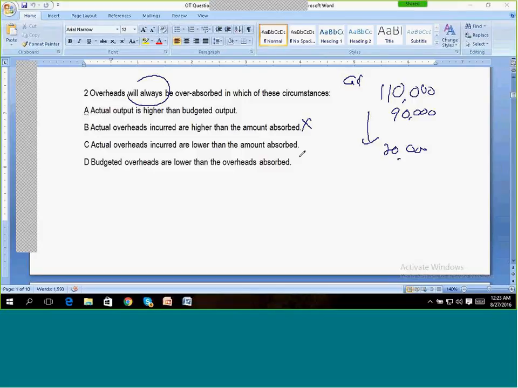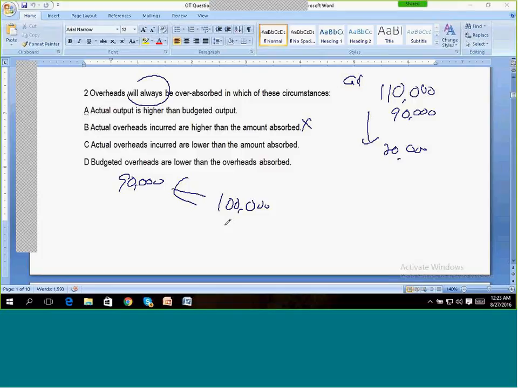Wrong, that one. Look at the C. In C, the actual overheads incurred are lower, so actual overheads incurred are 90 and 110. Oh, yeah, correct. So read the question very carefully and see. This is not the right answer because we don't compare with the budgeted overhead.